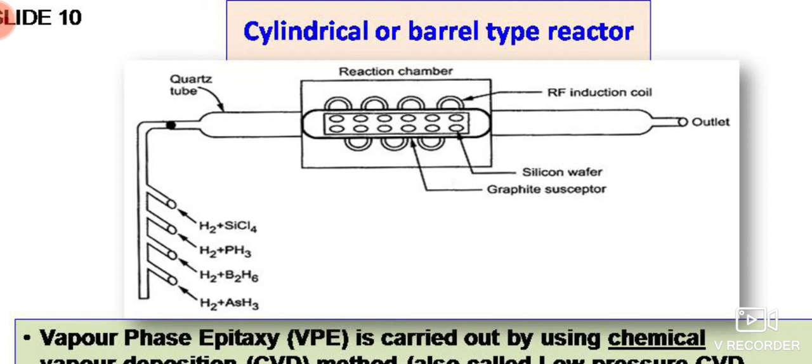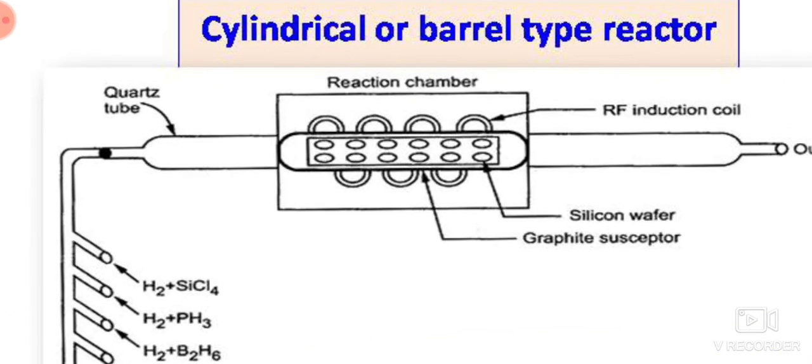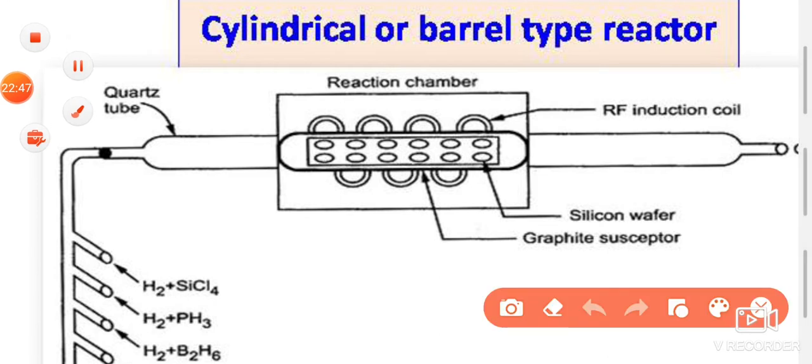Now, see the wafers over which the epitaxial layers are to be grown are loaded over the graphite susceptor or holder. Also note that here is an RF induction coil, which is specifically used to heat the reaction chamber, because we have to carry out the epitaxial growth technique at high temperature. So obviously we have to increase the chamber's temperature inside.